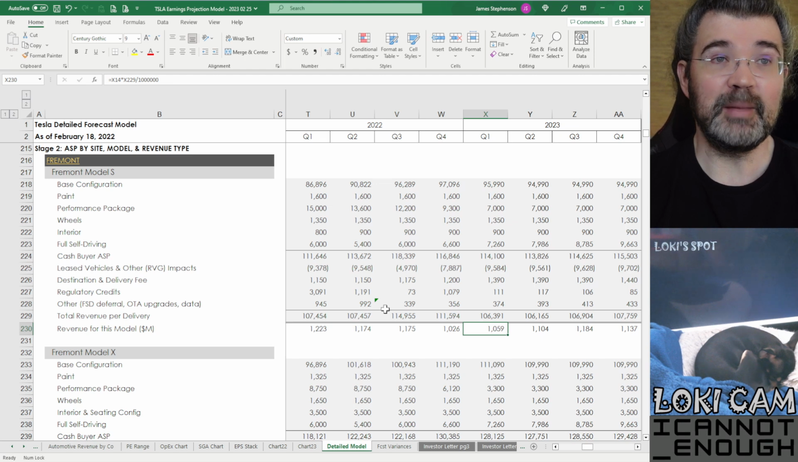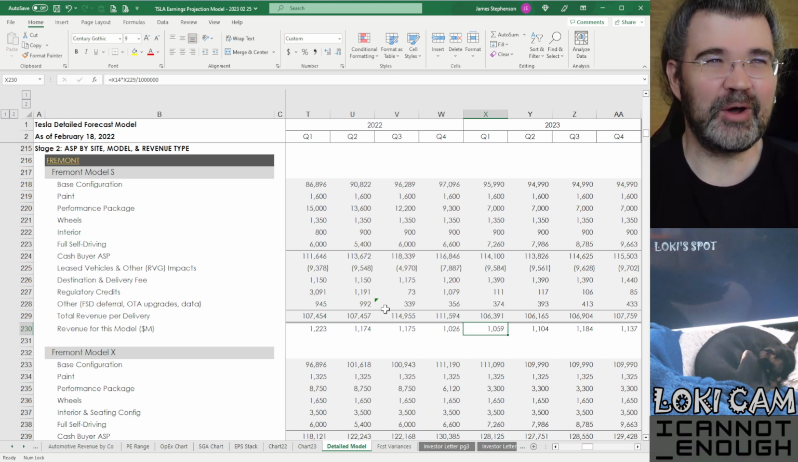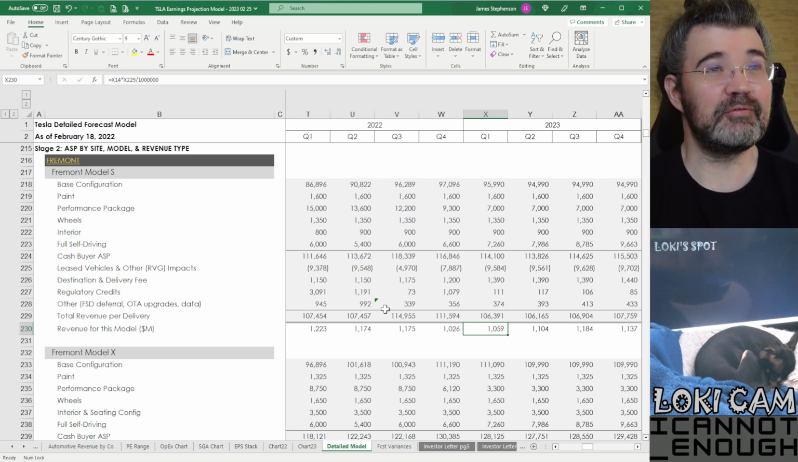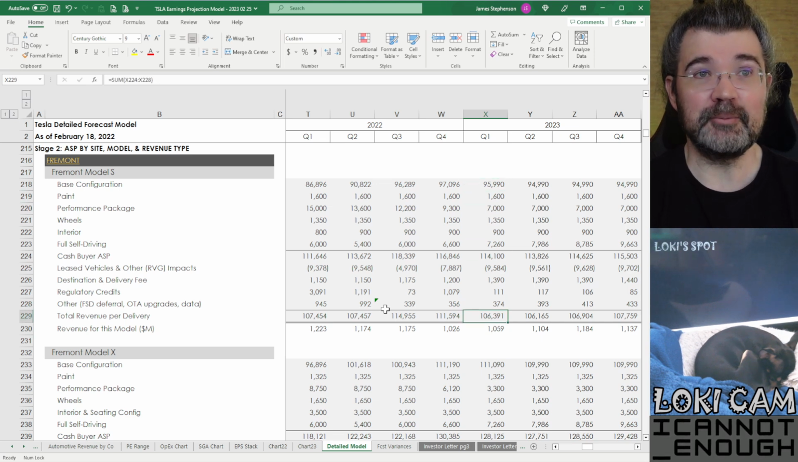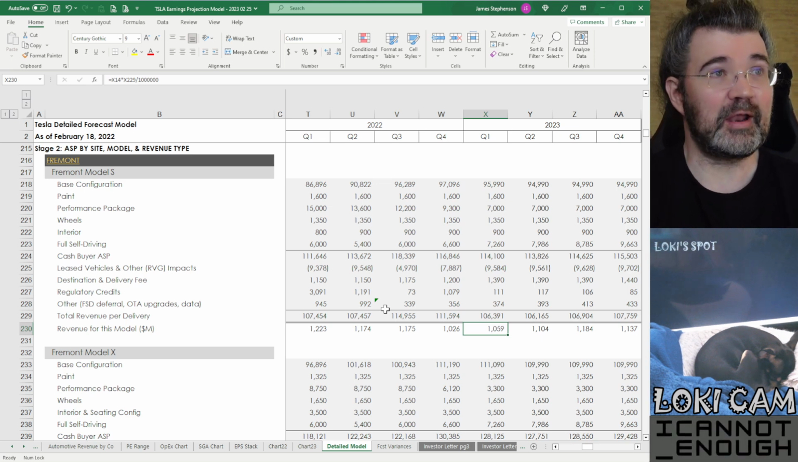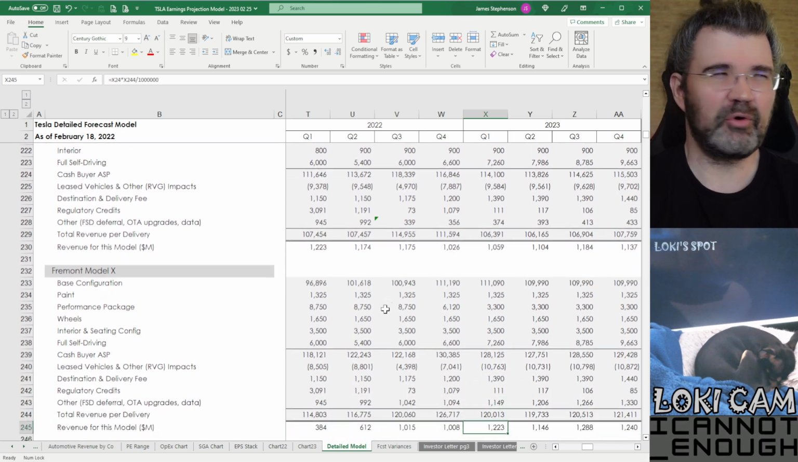And in millions, it's 1,059 million, which is $1.059 billion worth of revenue from Model S in Q1. So roughly 5% of Tesla's global revenue comes from selling Model S. All right, a little less than that, between 4 and 5%.